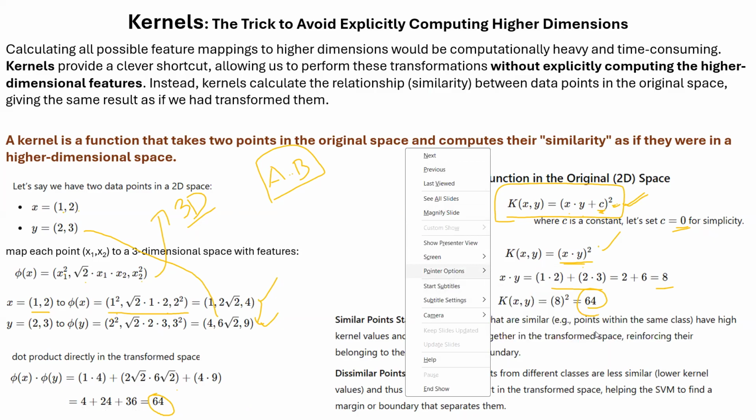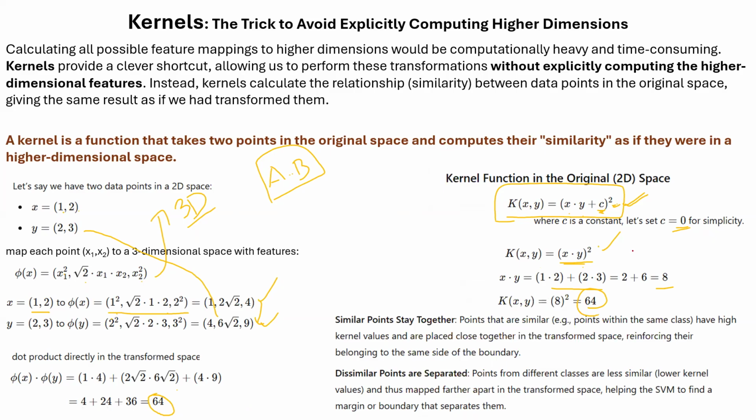Kernels will not do any transformation of the points, but using the kernel functions, they will try to find out the similarity between the points in the original space, and using those similarities they will calculate the hyperplane that is separating both the points. Okay, similar points stay together. Points that are similar have high kernel values. Understand this. Now we calculated the kernel value of 2 points, and we found out that the similarity score in the higher dimensional space can be achieved by using just the dot product in the original space by using the kernel functions. That is what it comes down to.